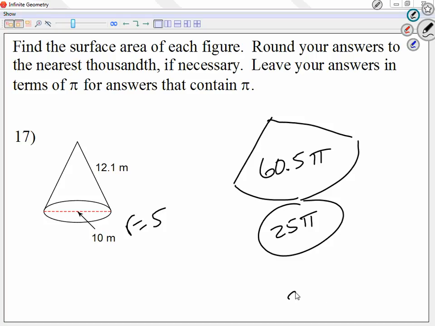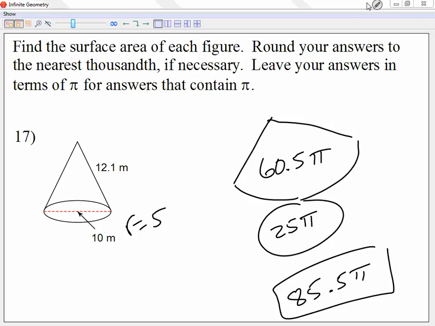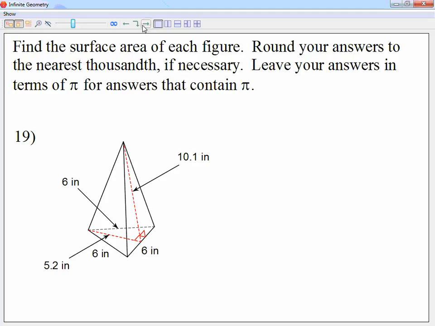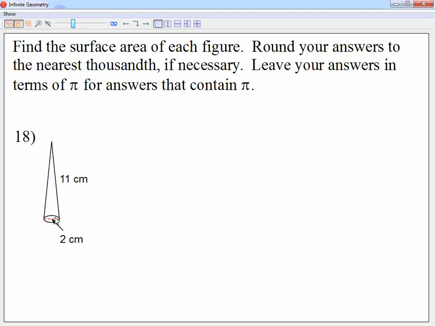Add everything, 85.5 pi. Okay. Radius times 12.1. Remember, but the radius is 5. There is a question that the diameter is pretty small, number 18. Do keep in mind the diameter is 2, so your radius is 1. So for 18, the radius is 1. All right, any other questions?